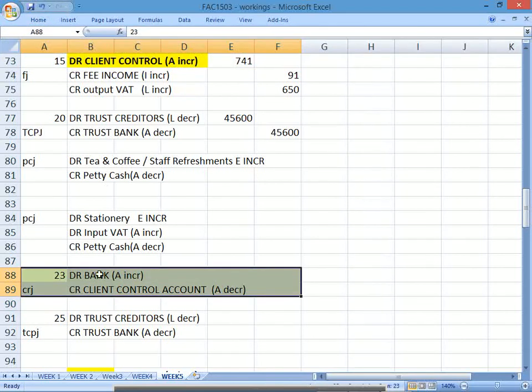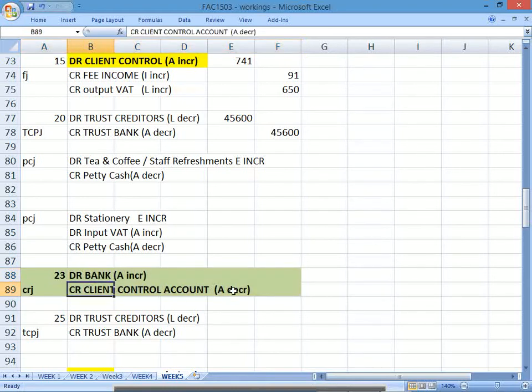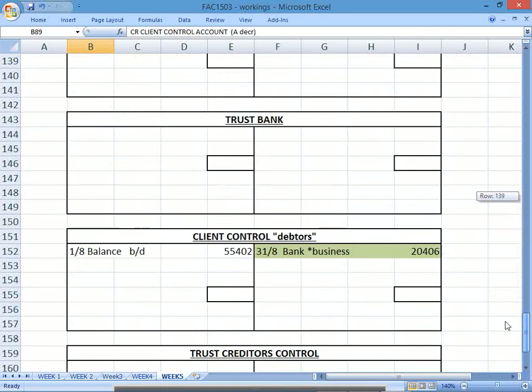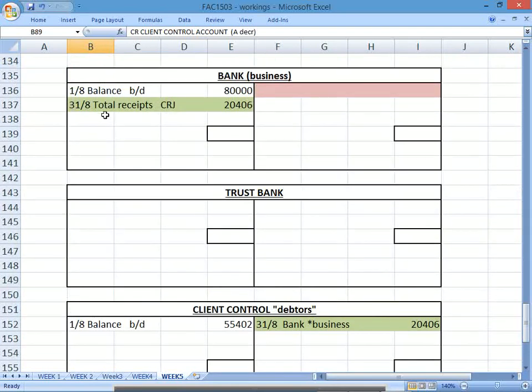Okay, so what did that transaction say? It said debit the bank, credit the client control. So what did I do to bank? I debited the bank and I credited the client control. Okay, maybe we could have added that as well here, client control. Because that's actually the reference that you're using for that particular account.